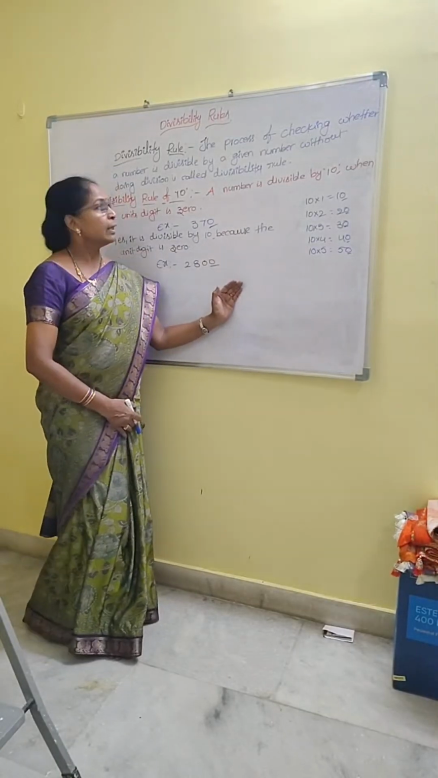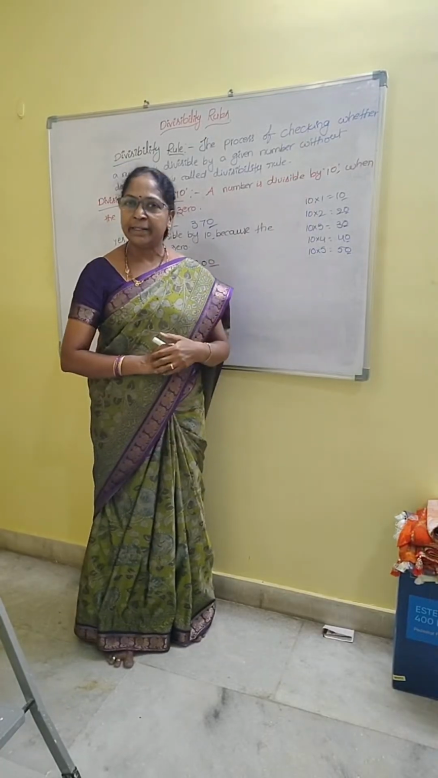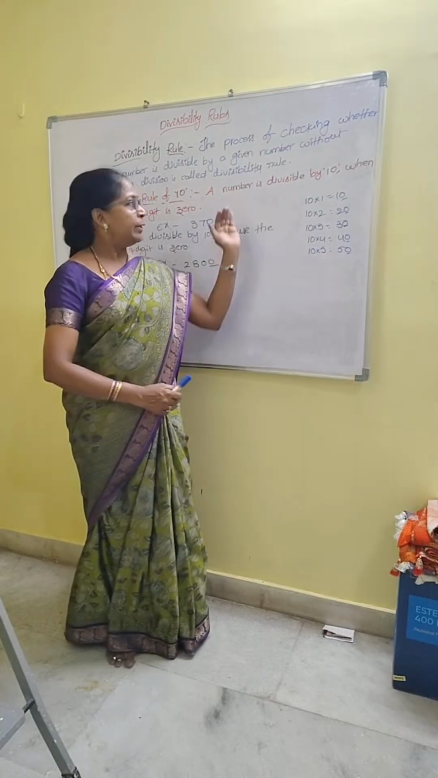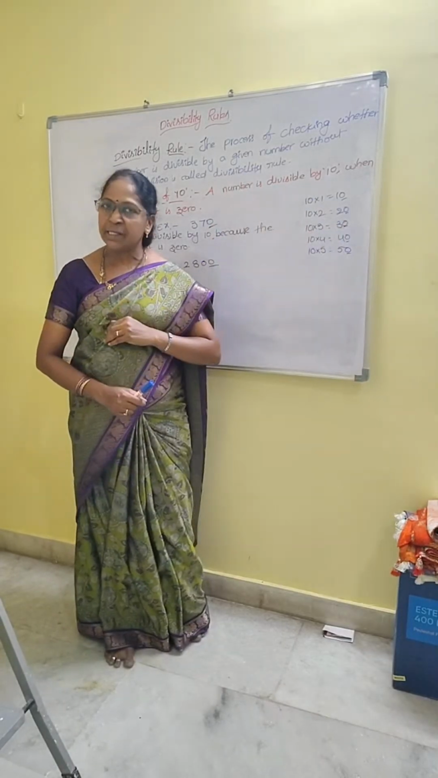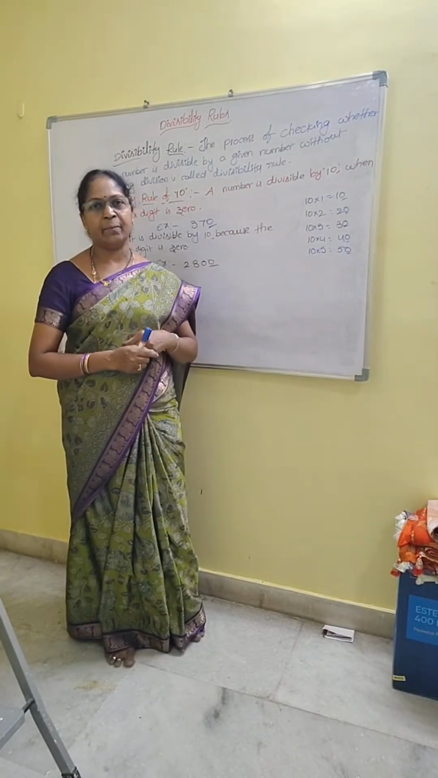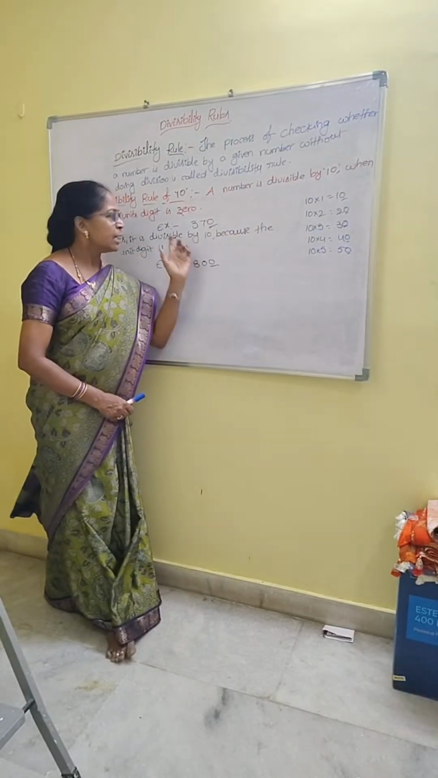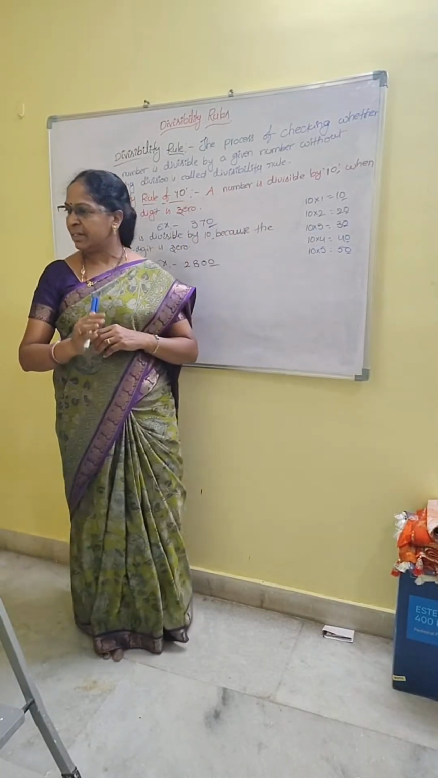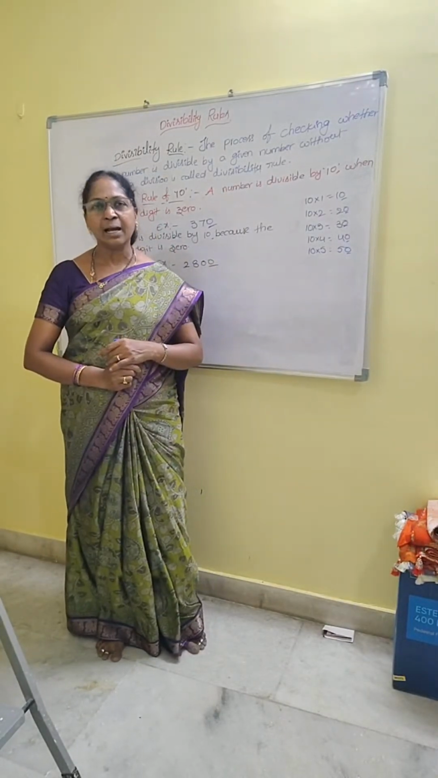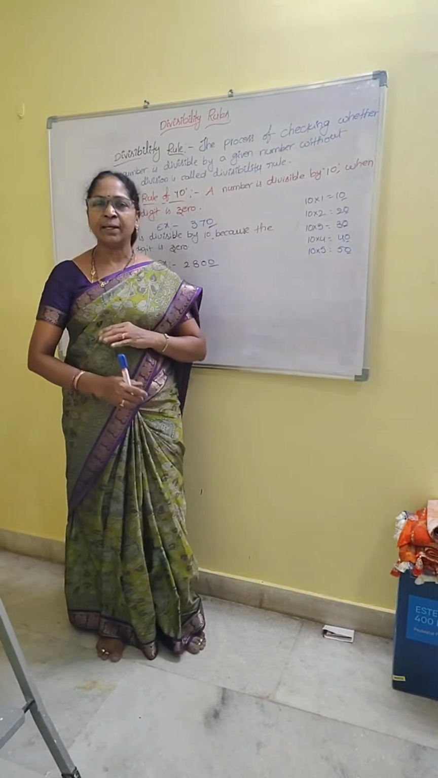So, the divisibility rule of 10. A number is divisible by 10 when the unit digit is 0. When the unit digit of the number is 0, then you can say that the given number is divisible by 10. That is the divisibility rule of 10. So these are the examples: 370 is one example and 2800 is the other example.